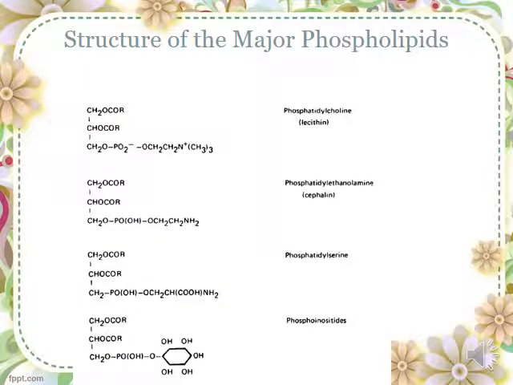This slide shows the structure of major phospholipids found in plants: lecithin and cephalin. Lecithin's chemical name is phosphatidylcholine, and for cephalin, the chemical name is phosphatidylethanolamine. Besides lecithin and cephalin, there are also phosphatidylserine and phosphoinositides.